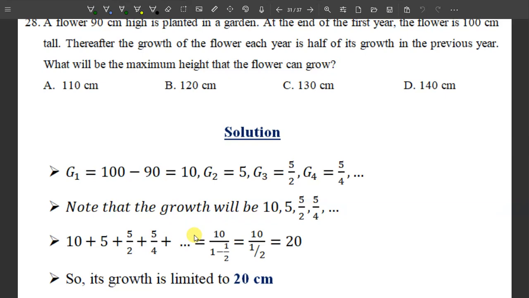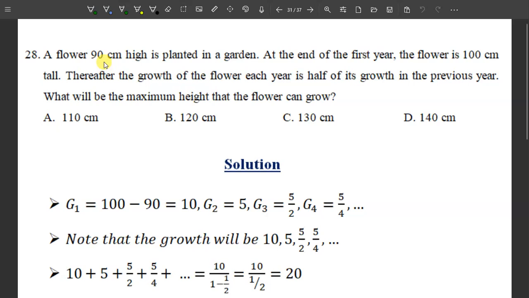Therefore, if a geometric series converges, then the sum is simply G1 over 1 minus the common ratio, and our G1 is 10. Then put 10 here, 1 minus the common ratio, 1 minus 1 over 2, so it is 10 over 1 over 2. It becomes 20. Now the growth of the flower is simply limited to 20 centimeter only, from 90 centimeter when we first planted it.